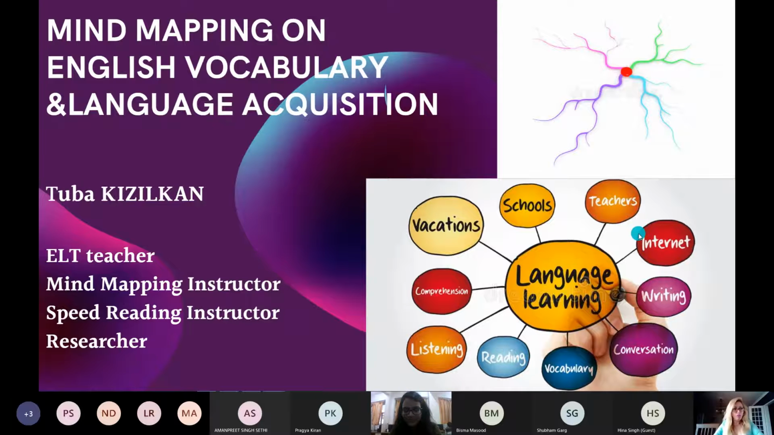And as you introduced me, I'm a professional English teacher for 21 years. I've been working for 21 years and have worked in all levels. And I have been a mind mapping instructor for about 2 years and also a speech reading instructor. And I'm a researcher and also an NLP practitioner. And I've been creating many hundreds of mind maps related to any kind of subject, including English language teaching.